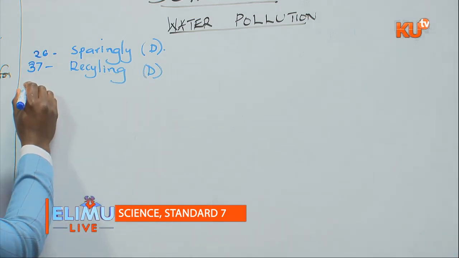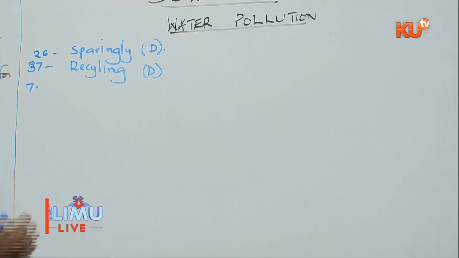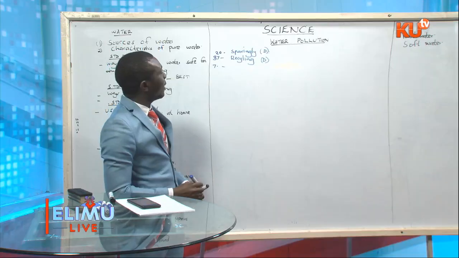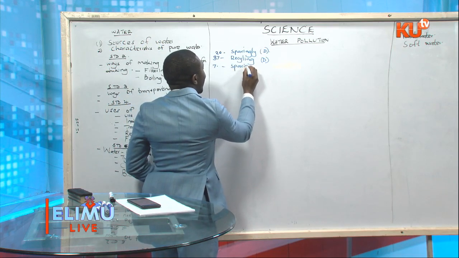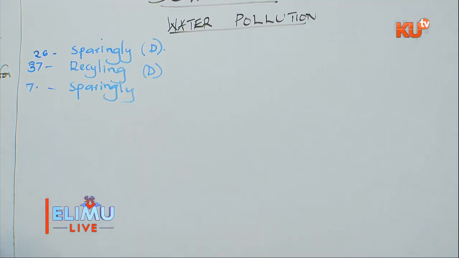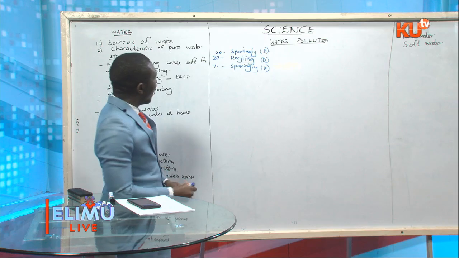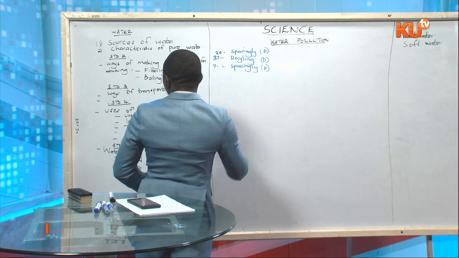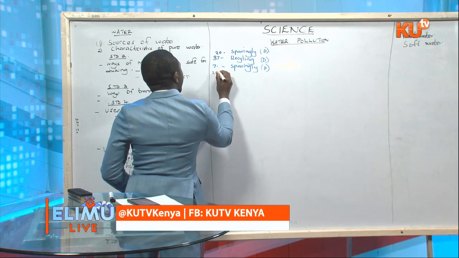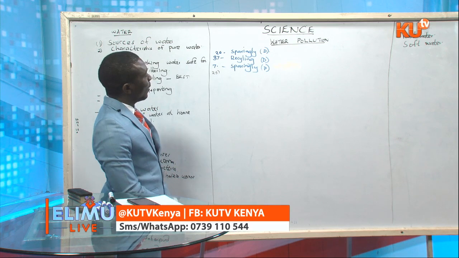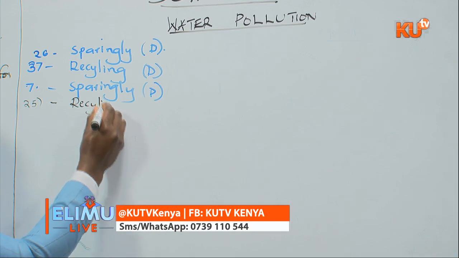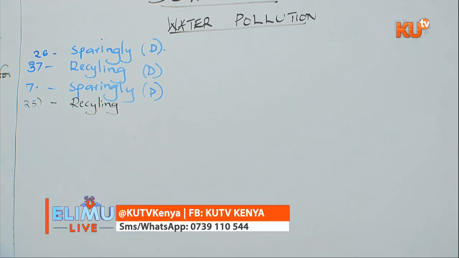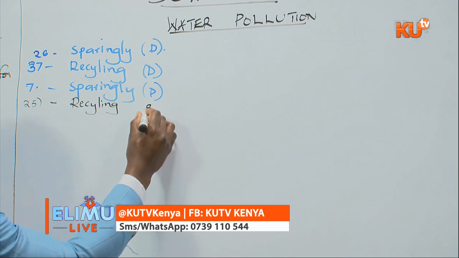In the year 2016 now, it was tested, number 7. And this number 7 was still use of water sparingly, using it sparingly. And surprisingly, the answer again was just choice dog. I will tell you the reason why. And then in the next year, we have got number 25. They tested a question there, and the question was recycling. They tested on recycling, but here the answer was choice boy.